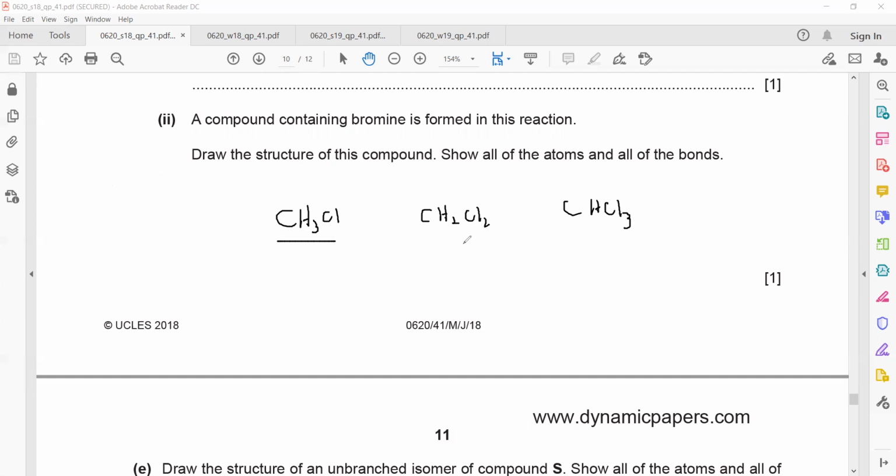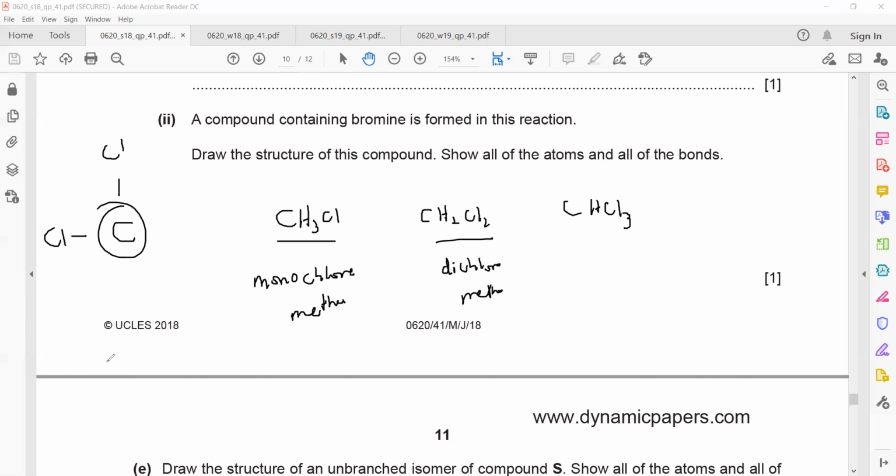Then what is the name? The difference is this one contains one carbon only, so I can say it is monochloro, and because of one carbon I can say it is methane. So it is monochloromethane. This one is dichloromethane. But why did I not write any number before that? Because the two chlorine atoms are attached to that one carbon only. That's why I did not specify the number here, and it is only one carbon.